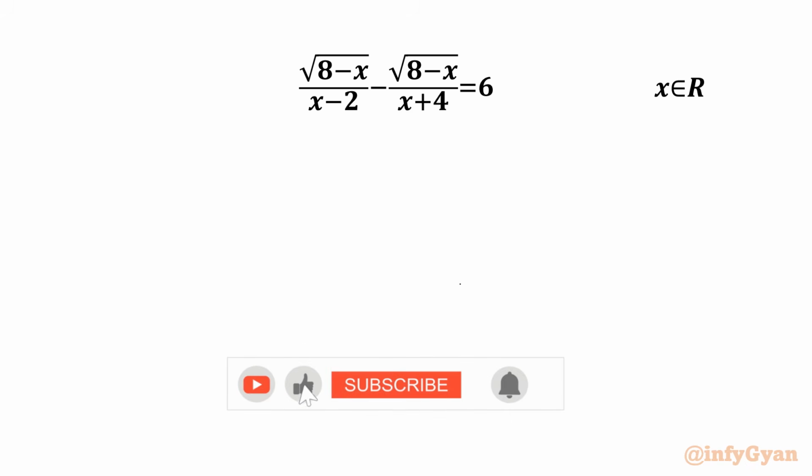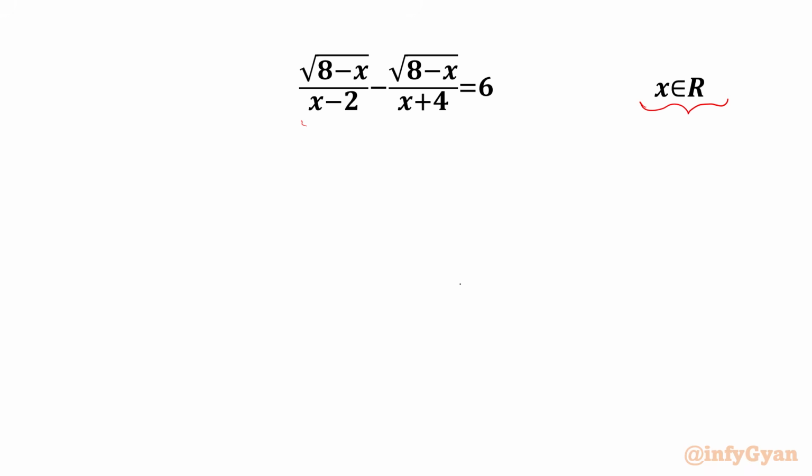Today in this video we have to solve this rational equation challenge for the real values of x. So let's get started straight away by writing our denominators cannot be equal to 0. So x minus 2 cannot be equal to 0, x cannot be 2, x plus 4 cannot be equal to 0, so x cannot be negative 4.